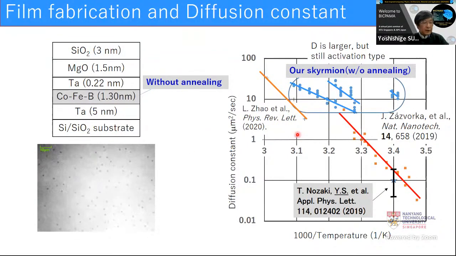This is an Arrhenius plot of the diffusion constant. The x-axis is the inverse of temperature, and the y-axis is the diffusion constant. The film without annealing here shows the higher diffusion constant and the smaller activation energy, the slope, compared to the previous experiment.